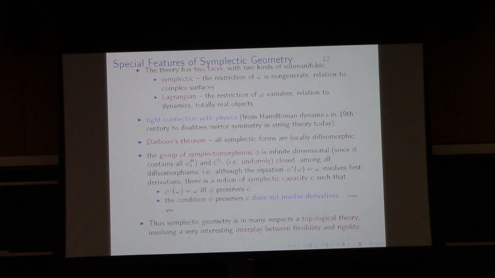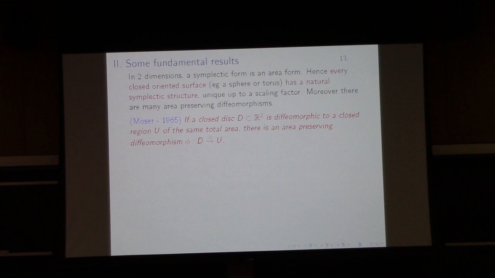Then I wanted to say something about some fundamental results, and I'll start with two dimensions, because the easiest kind of symplectic space is an orientable surface with an area form. So all we're doing in two dimensions is area-preserving geometry, and there's a lot of interesting dynamics, but I'm not going to talk about dynamics. If you just talk about existence of symplectic structures, there's nothing interesting to say, just that every closed oriented surface has a unique structure up to a scaling factor, because there are many area-preserving diffeomorphisms.